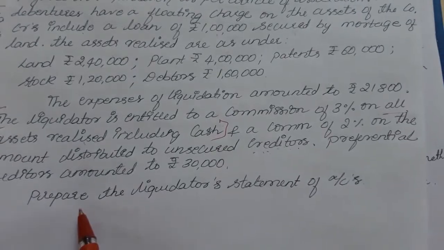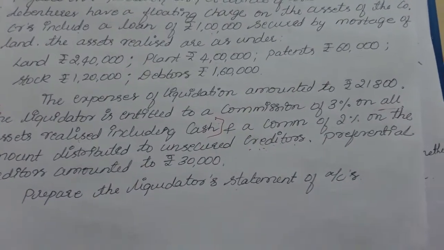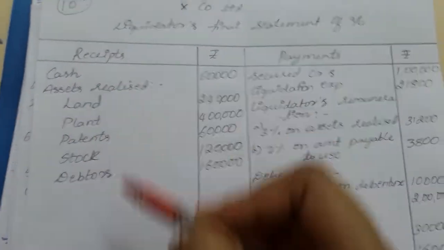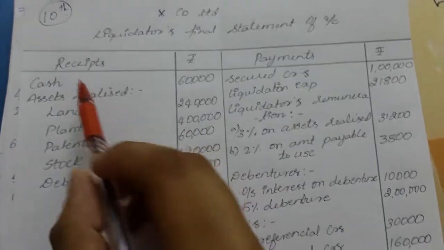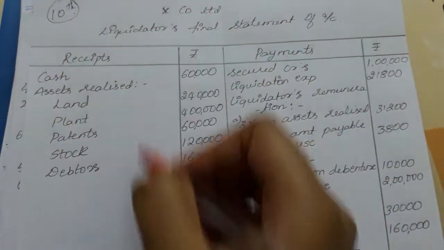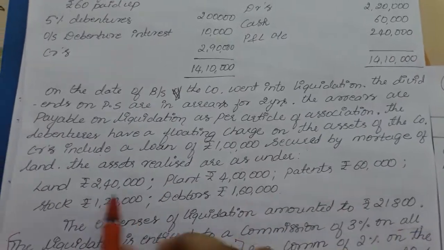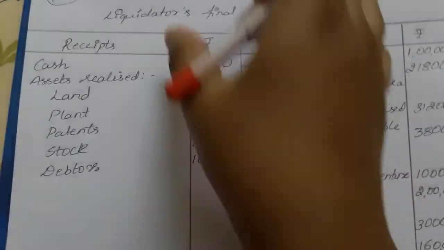Then they will prepare the liquidator's statement of accounts. So now coming to the liquidator's final statement of accounts. First we'll be writing on the receipt side, cash 60,000. These are all given in the question. Cash is given and all the assets which have been realized are given, and I have written all those things over here.